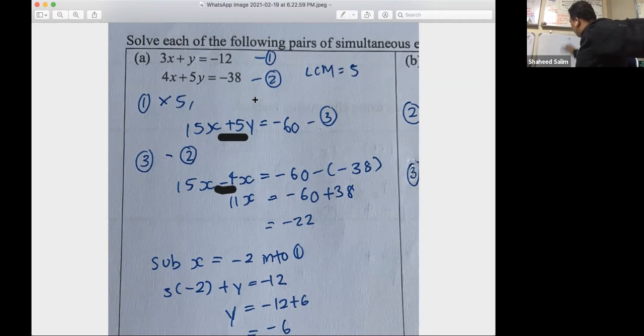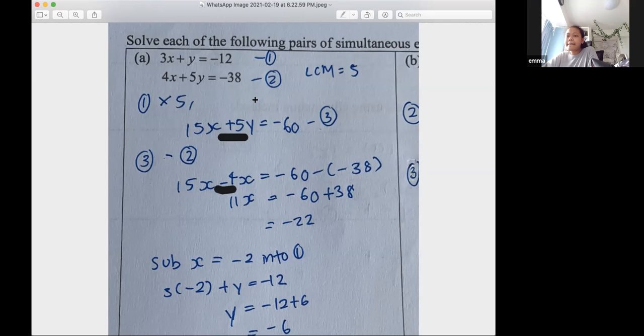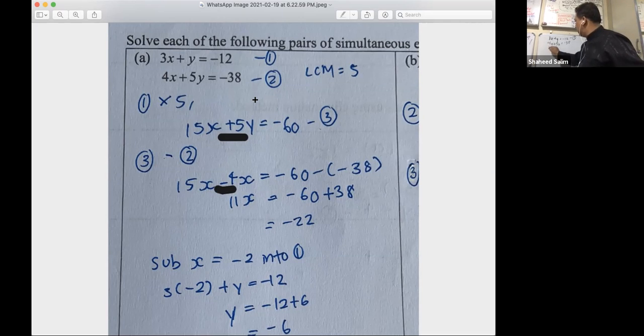So you have to understand. I'm going to write this down again so you understand the overall bit. 3x plus y equals to negative 12. This is 1. Then 4x plus 5y equals to negative 38. And then one of them, 1 times 5. Okay, so you get 15x plus 5y equals to minus 60. And then he says 3 minus 2, this is 2, this is 3.